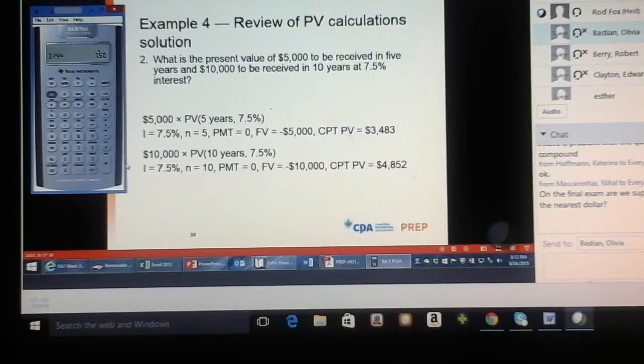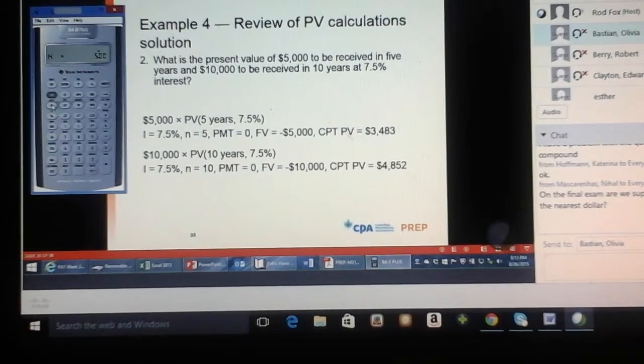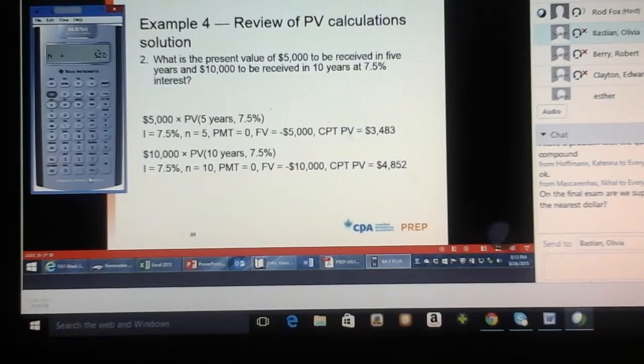We're going to do 5 years first, so I'm going to do 5n. There's no payment in this one, so I'm going to put 0 for payment. My future value is going to be 5,000, so that's how much you're going to receive at the end. So I'm going to put 5,000 negative future value. And then I can go ahead and compute present value. So I'm going to hit compute and then PV, and that comes out to the 3483.